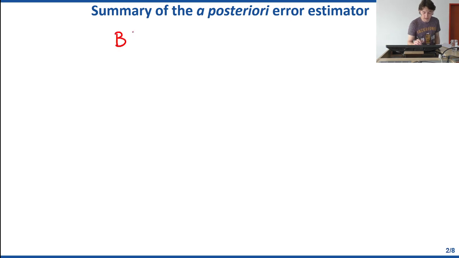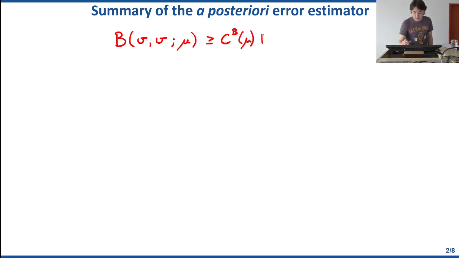The first stability statement was that if I take my bilinear form and substitute the same function in both slots at some point in our parameter space, then it is bound from below by some stability constant, which we typically call the coercivity constant, which becomes parameter dependent, multiplied by the norm of this function v squared.